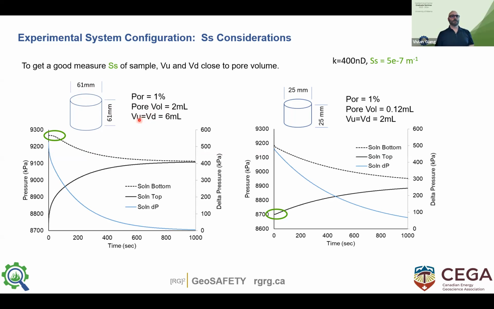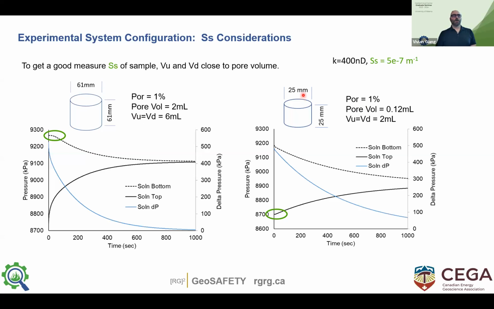In our testing system, our upstream and downstream system volumes is 6 milliliters. So 33%, right? We're on the same order for the volumes. That means that when we do this pulse test, you're able to actually see the storage term in your specimen.